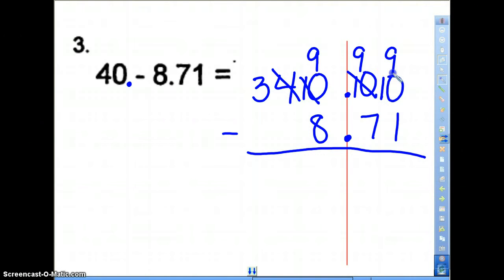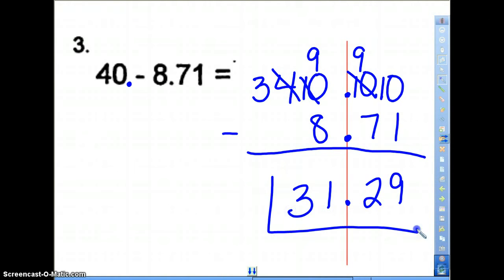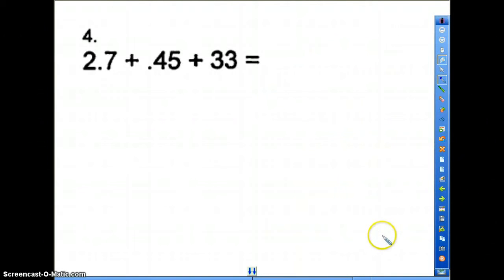Do not do this. I don't know why kids do that. Don't do that. You're done. You're done carrying at this point. All right, 10 subtract 1. 9 subtract 7. Bring down your decimal point. 9 subtract 8. And the 3. All right? Pretty easy.